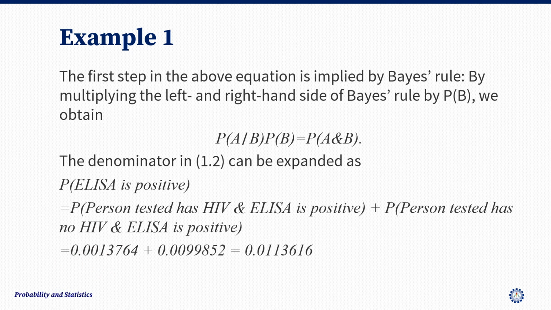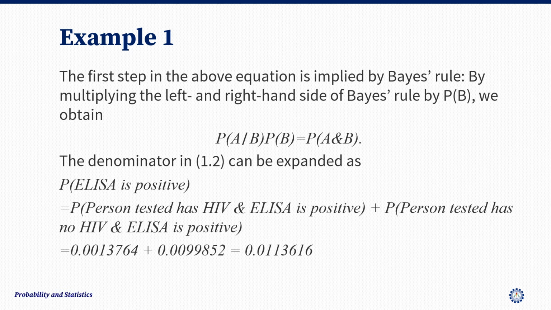So the first step in the above equation is implied by Bayes' rule. By multiplying the left and right hand sides of Bayes' rule by the probability of B, we obtain the probability of A given B multiplied by the probability of B equals the probability of A and B. This was also introduced in the past lecture, so as you can recall, the Bayes theorem.